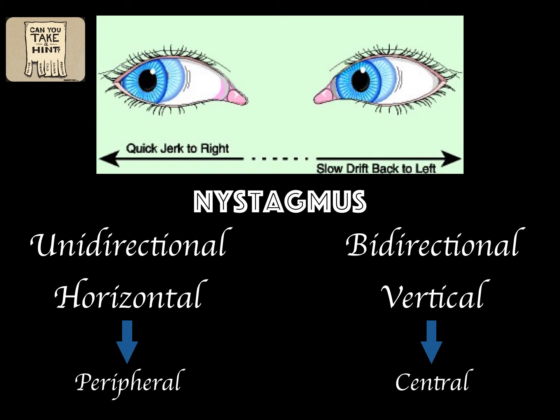All right, and remember, nystagmus is just kind of a wiggling of the eye. So when I say horizontal nystagmus, they bounce back and forth, left or right. When I say vertical, the eyes bounce up and down.